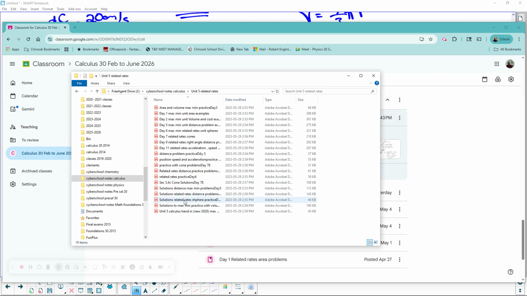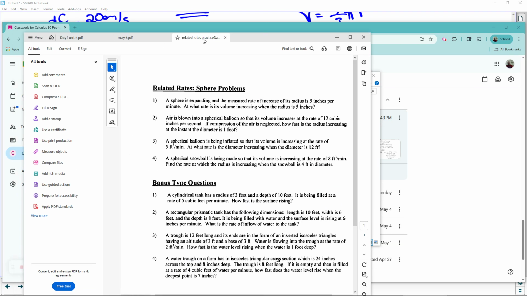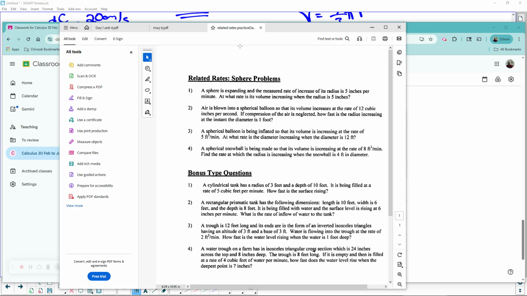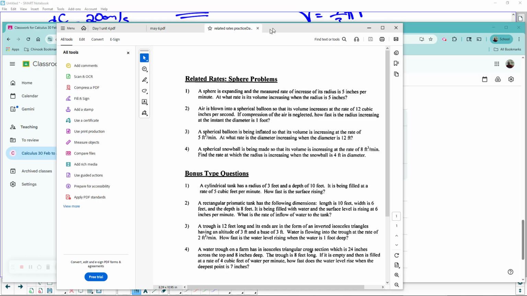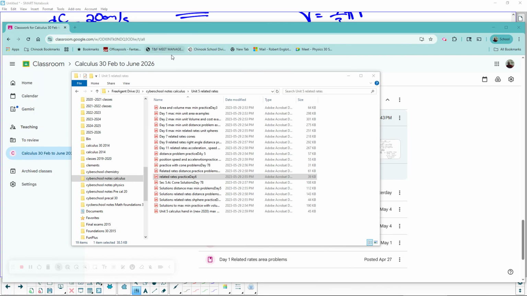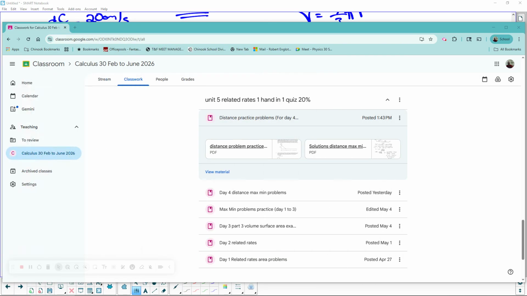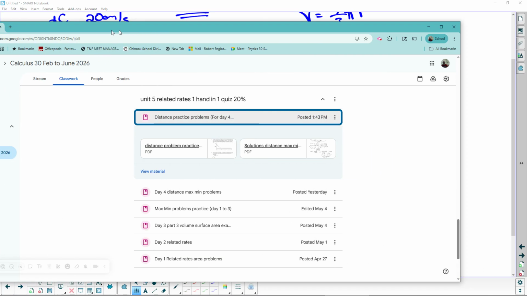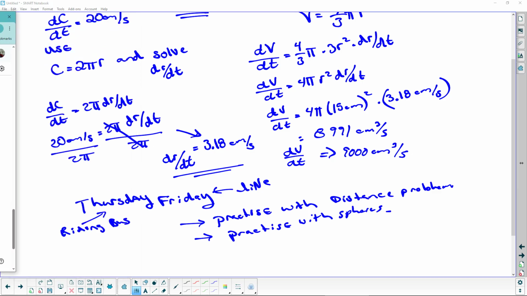So sphere practice, and there's the related rates practice day 6. It looks like this. I've got 4 there and 4 bonus questions. Don't worry about the bonus ones as much as these ones, and then I'll post them up. So that'll be Thursday, Friday. Any questions for me from you guys?